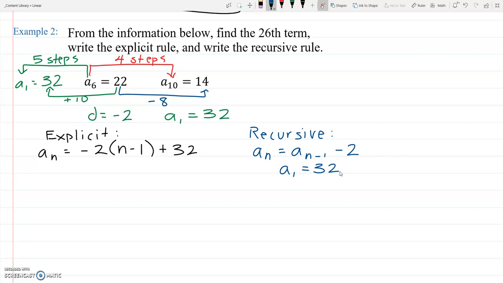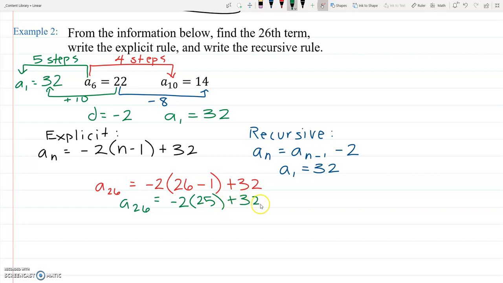Okay, but the directions ask me to do three things. It asks me to write the explicit, write the recursive, and find the 26th term. So to find the 26th term, I'm going to say a sub 26, that's referring to the 26th term, equals negative 2 times the 26th term, that's going to be n, so 26 minus 1, and then I'm going to add 32. Okay, so the 26th term equals negative 2 times 25 plus 32. The 26th term equals negative 50 plus 32. And the 26th term is negative 18.